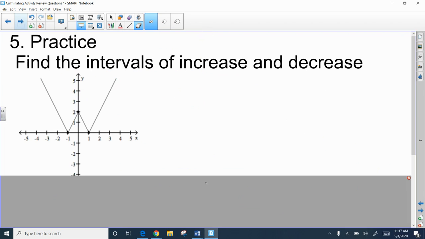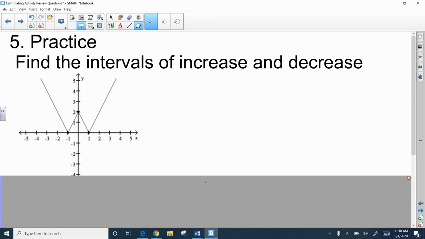All right, your turn to try one. So here's a practice problem. Find the intervals of increase and decrease on this function here. Remember, you're only using x values. So pause the video here and try the problem.